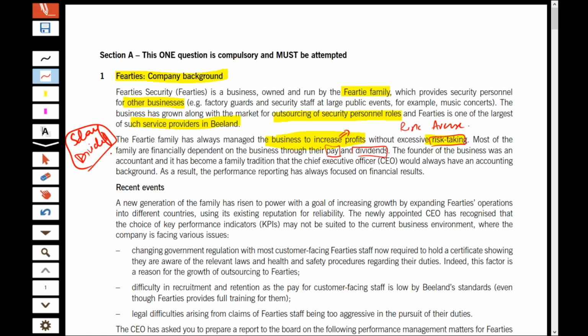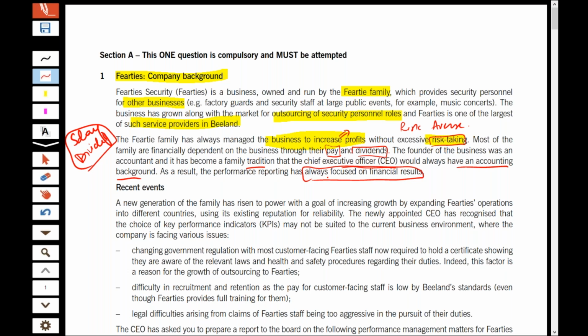It says the founder of the business was an accountant, and it has become a family tradition that the chief executive officer would always have an accounting background. So the CEOs always have had an accounting background. It says as a result, the performance reporting has always focused on financial results.